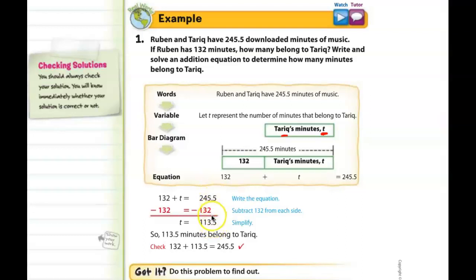Now, this is where we line up the decimal point. So this decimal point right here is not visible, but there's going to be like a 0.0 here. So 5 minus 0 is 5. Got the decimal point, and you just do the standard subtraction, and we find out that Tariq had 113 minutes and 5/10. Okay? Always, always, always simplify. All right. So you can check it by adding the 132 plus the 113 and 5/10, and you'll find that that is the correct answer.